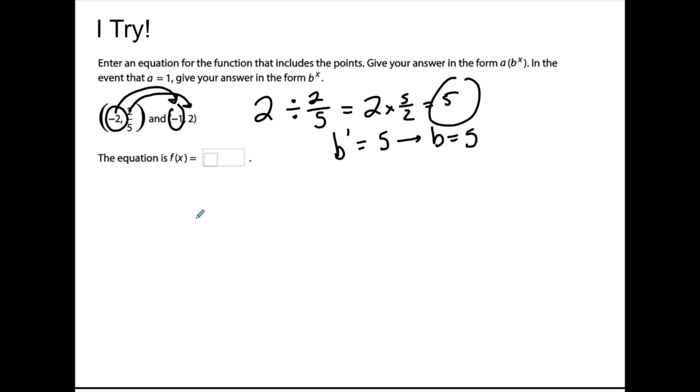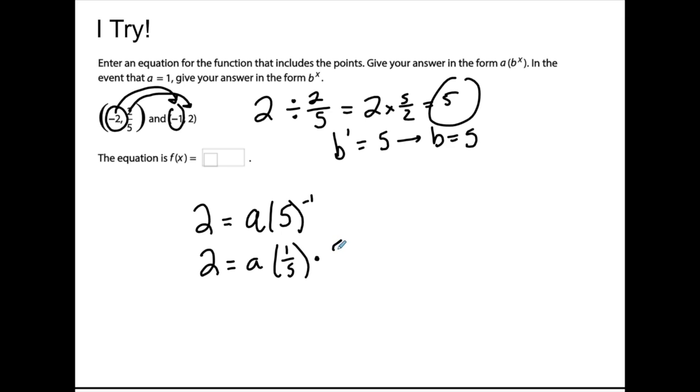I would argue that we should plug in -1 and 2, and that's because I would rather have as few fractions as possible. If I plug in -2, I'm going to have a fraction here and a fraction for the y. Okay, so 2 is equal to a times 1/5, because remember what we do with the 5, it becomes 1/5.